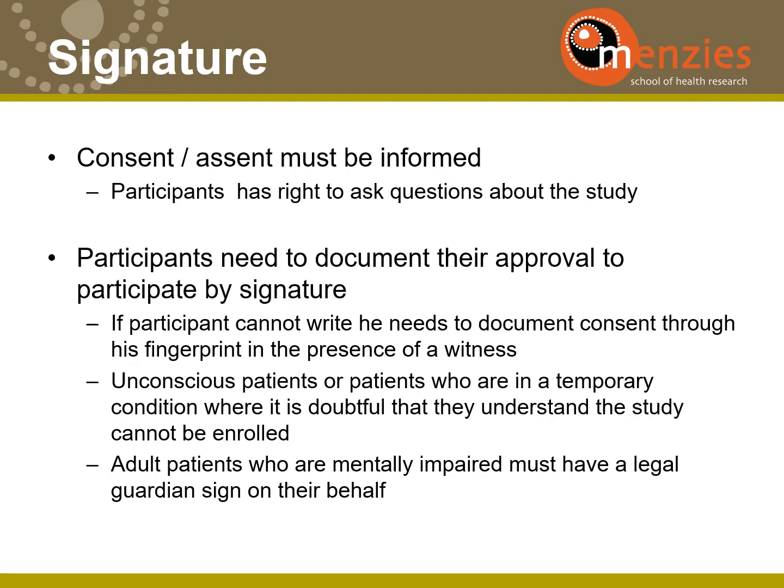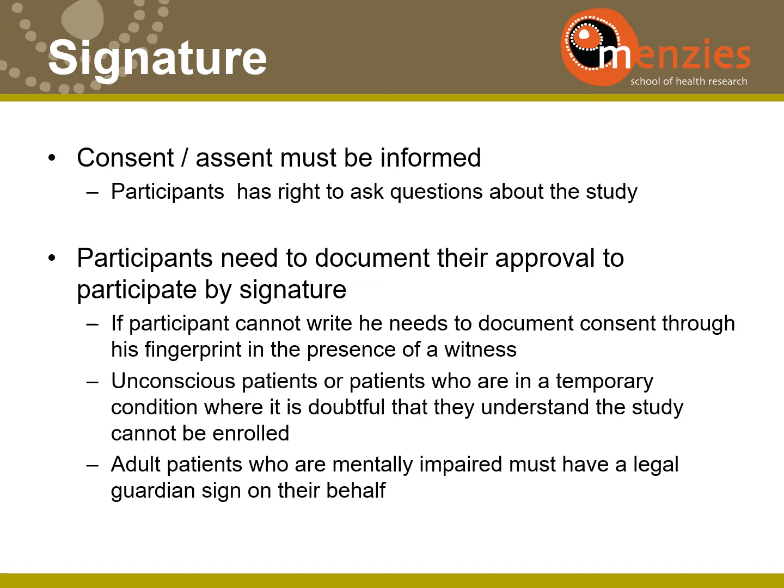The consent and assent must be informed. This means that the participant has the right to ask questions about the study, and he can do so as long as he or she wants to. Participants need to document their approval to participate by a signature. Now, there are some scenarios where a signature cannot be given. If a participant cannot write, he needs to document consent through his fingerprint in the presence of a witness. The witness then also needs to sign the consent form.